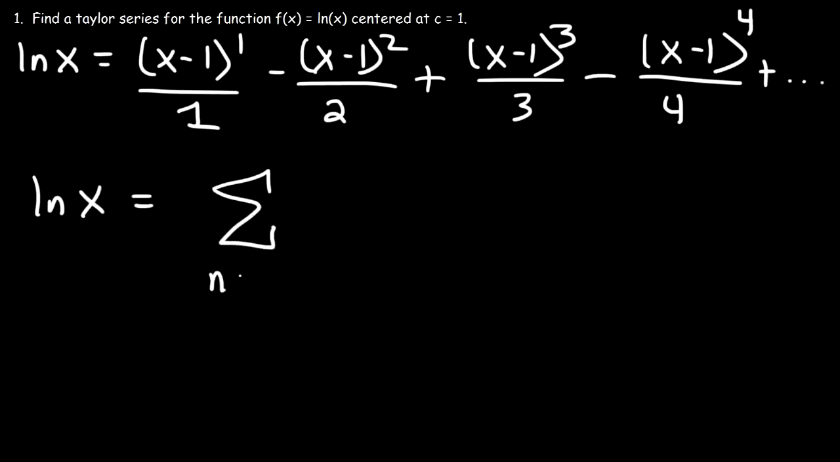So let's start with n equals 0, and we're going to go to infinity. So when n is 0, we need to get 1 as an exponent. When n is 1, we need to get 2. And when n is 2, we need to get 3. So therefore, it's always 1 more than our n value. So we're going to have n plus 1.